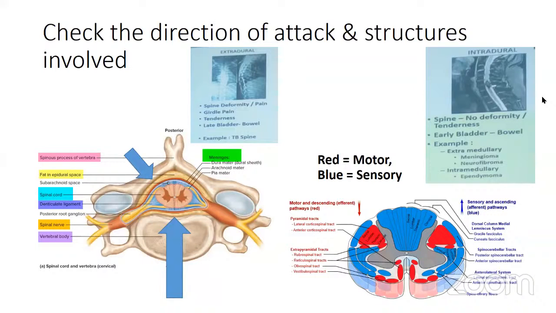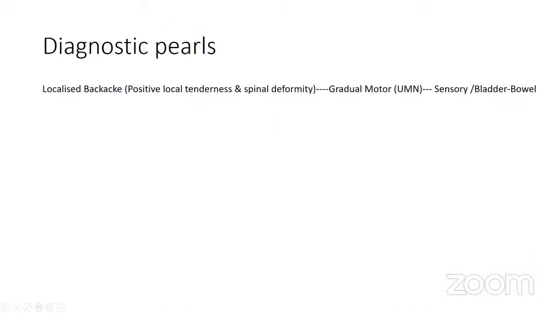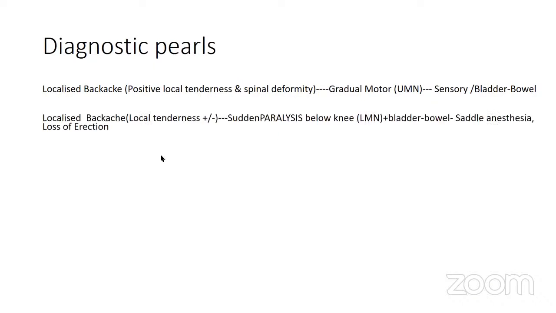Can anybody tell? Anybody? So this is the typical feature of a decayed spine. Okay. So the next one is the localized backache.